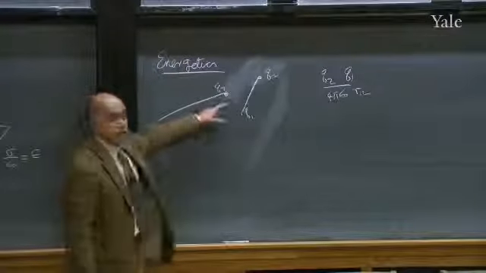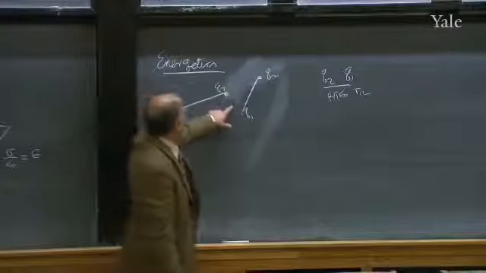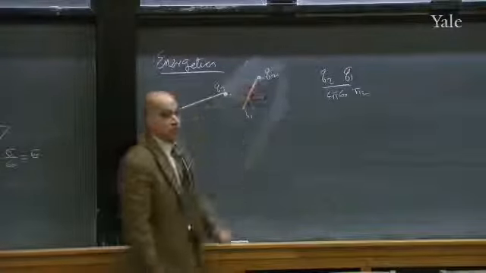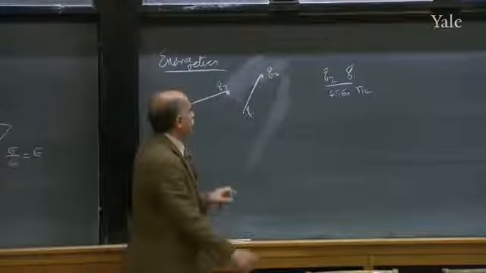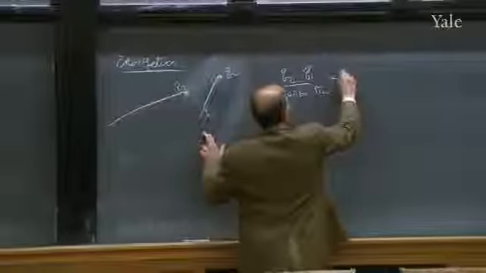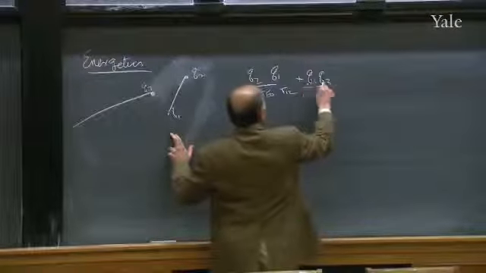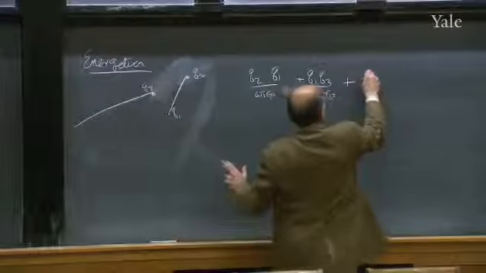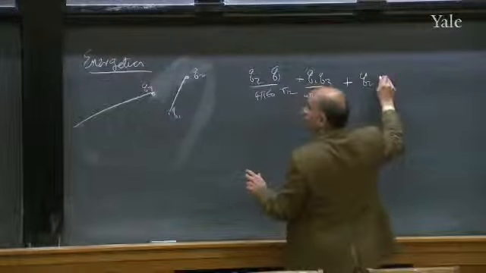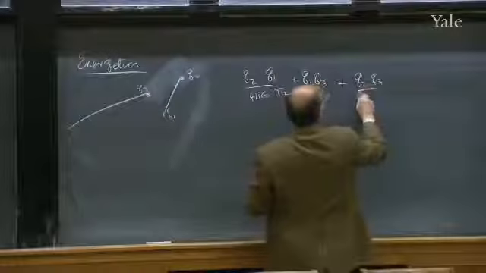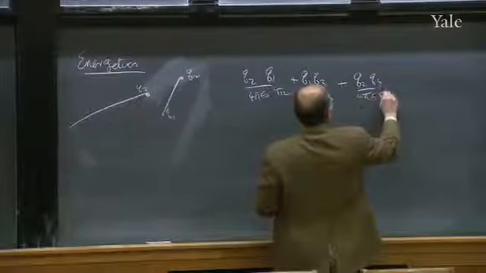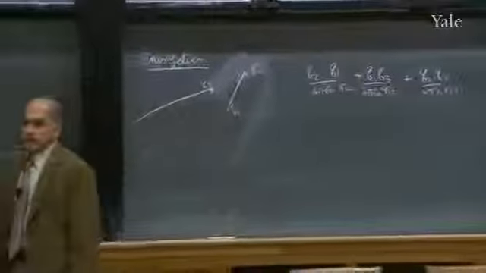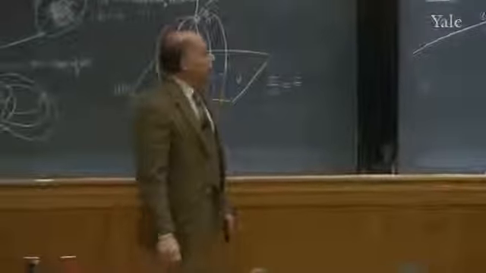How much work should I do? The work that I have to do is the potential energy from infinity to here due to these 2 charges. So that means the work I will have to do is equal to Q1 Q3 over 4 pi epsilon 0 R13 plus Q2 Q3 divided by 4 pi epsilon 0 R23. You follow that? That's the work I have to do to bring the third charge.